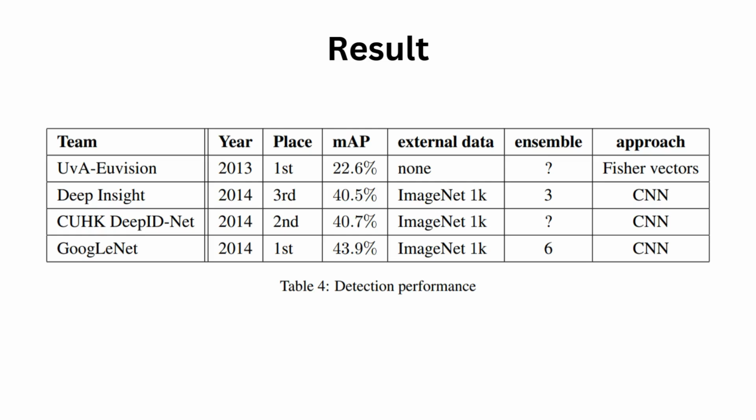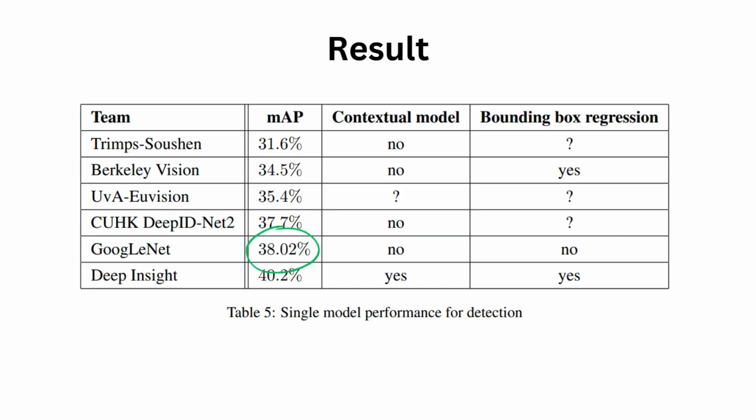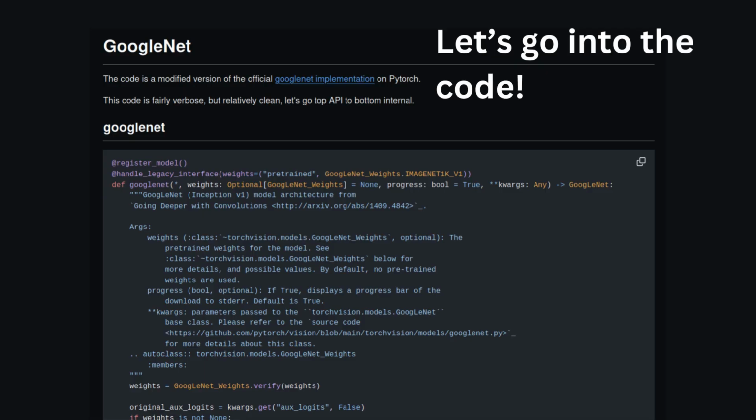For the object detection performance, GoogLeNet was once again the most performant model. The ensemble of 6 GoogLeNets had around 3% better mean average precision than the second best net. However, it's important to note that Deep Insight, the model here, had better performance with a single network by about 2%. Okay, now that we have a good understanding of the philosophy behind GoogLeNet and how it performed, let's jump into the PyTorch implementation.